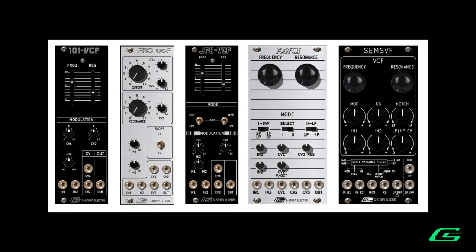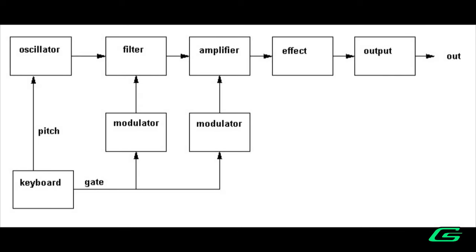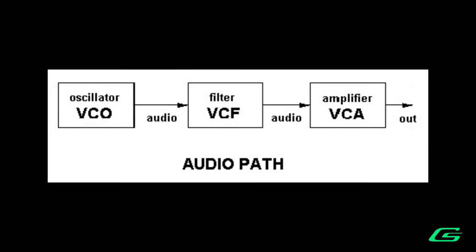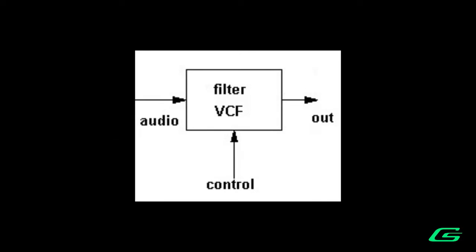First, a quick recap. The filter is the second block in our typical synth audio path. The filter's job is to take the raw audio sound coming from the oscillator and remove certain portions of the frequency content. We are interested in filters that can take control voltages from other modules as well. You know it as a VCF, voltage controlled filter.